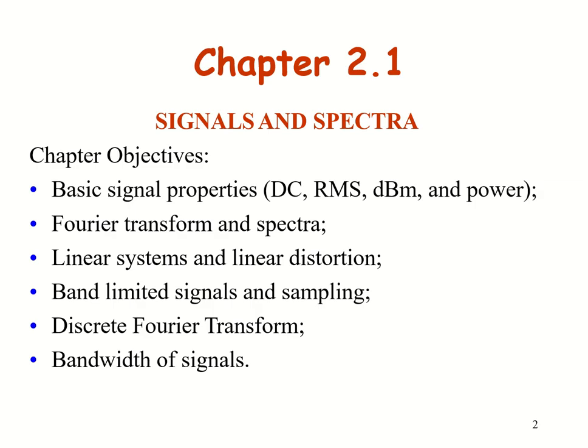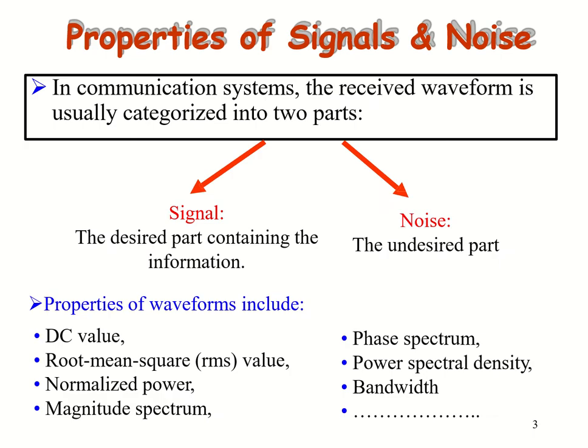So the first part, let's have a look at a brief on signals and spectra. We will briefly review the DC value and RMS value of signals, and how we can calculate them. dBm, we already know that, it will be a brief review again. The power of the signal, Fourier transform and spectra, what is this? What is the linear system and distortion, band limited signals and sampling, what is this and how we actually do the sampling, and discrete Fourier transform and bandwidth of signals.